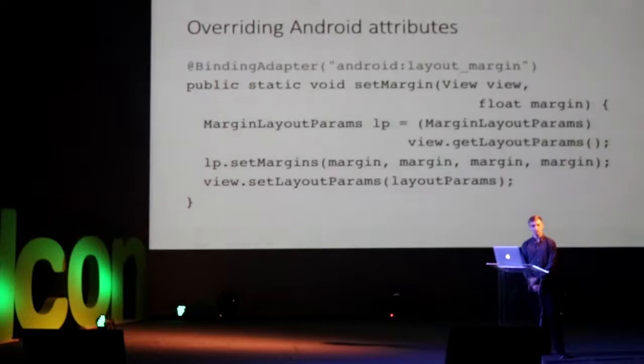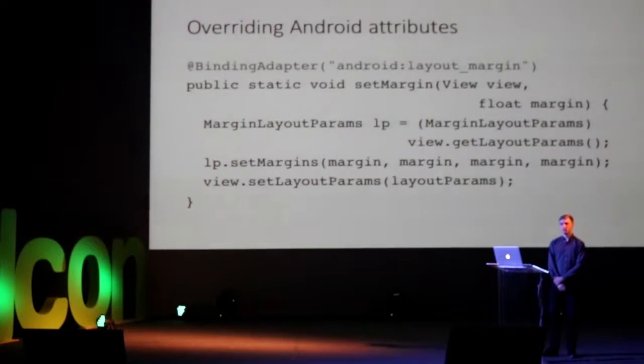So this is an example with margin. We're basically just creating our own implementation of Android layout underscore margin, completely overriding it, which is very powerful. Again, it's just a public static method. The name doesn't really matter to the framework, it just matters to yourself. Here, we want to apply this to all of the views, so that it's possible to set margin in all of the views. It takes in a float for margin, and then you just get the layout parameters, set the margin, and set the layout parameters again. It's as simple as that.